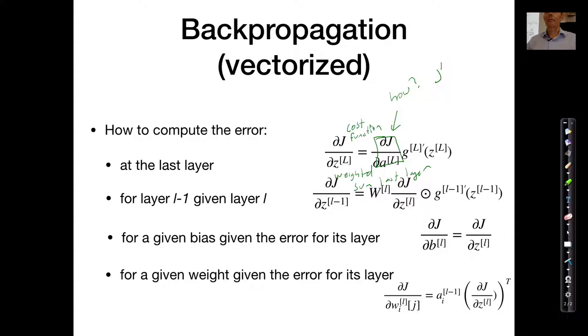And the subscript i here is not necessary. So when we're talking about the derivative of J with respect to W at L, I want to vectorize this, and so I am saying the derivative of J with respect to all of the weights, the entire weight vector.